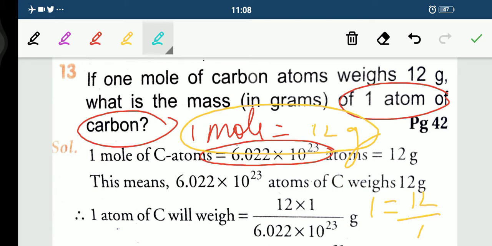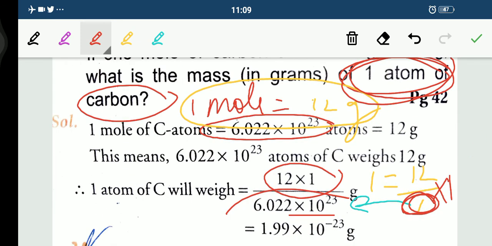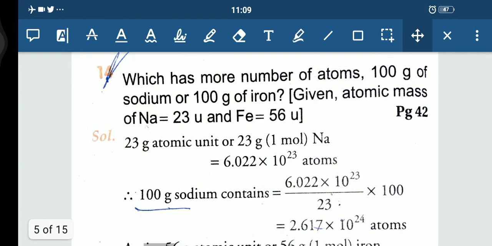Fine. Now you have to listen to me very carefully. For 1 mole you need to write down 6.022 into 10 raised to power 23. And what are they asking us? They are asking us to find out the mass of 1 atom. So you need to multiply it with 1. Fine children. So 12 ones are 12. And here you can see the Avogadro number is there. Why? Because we have written here the 1 mole. So your answer comes out to be 1.99 into 10 raised to power minus 23 gram.